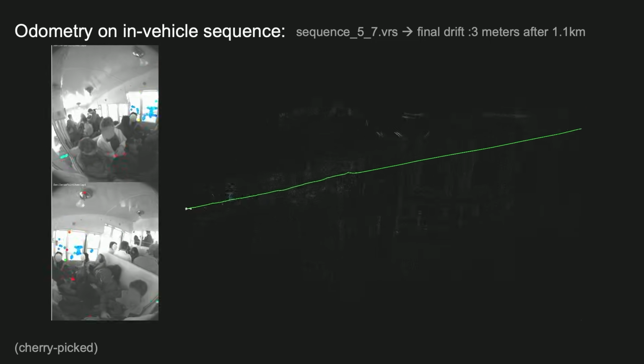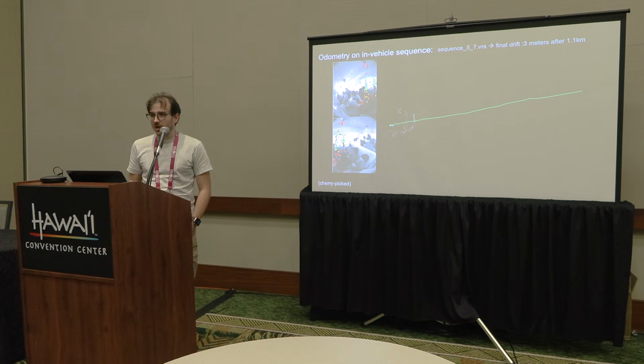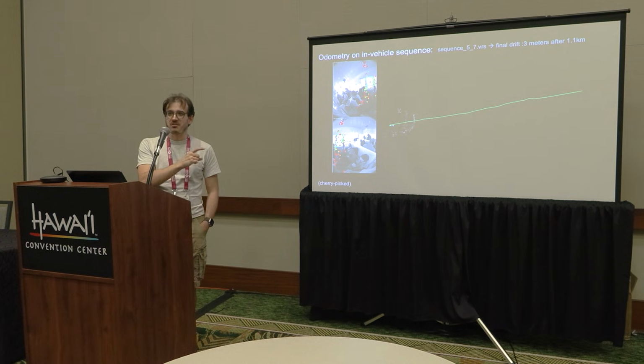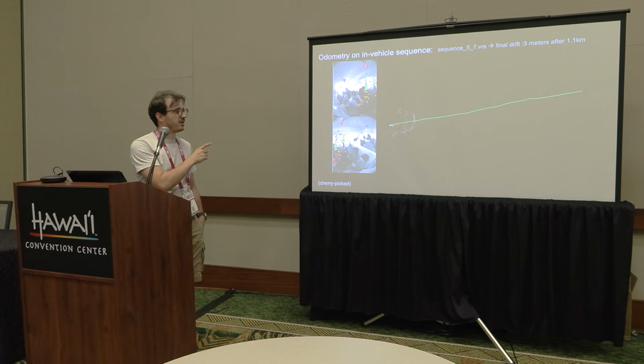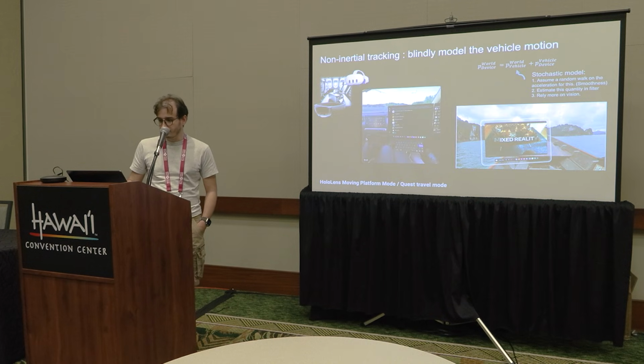And on this sequence, after going down the hill, I think the user will go back to the first station, and the final drift is something around 3 meters. So admittedly, it's cherry-picked data. Not every LaMAria sequence with a vehicle can be processed that way. But it gives you the power of modeling every physical property of your system.